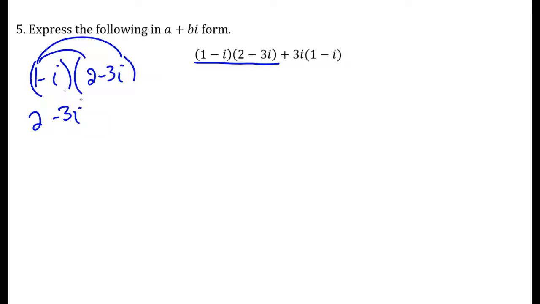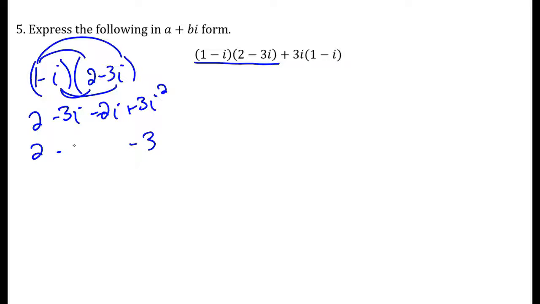5. Express the following in a plus bi form. So I have a product plus 3i times another product. So let's take this part by part. Let's first find this product here: 1 minus i times 2 minus 3i. I'm going to use the distributive property here. I get 2 minus 3i minus 2i plus 3i squared. Let's simplify that. 3i squared, I know i squared is really -1, so that's really a -3.